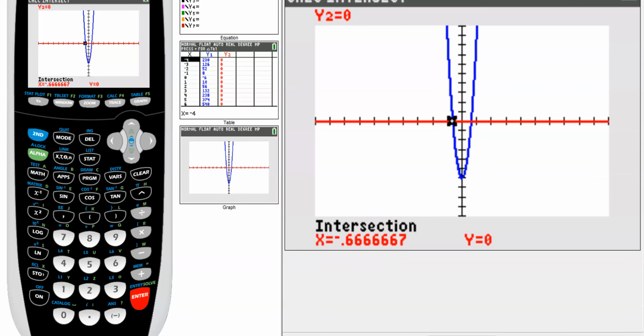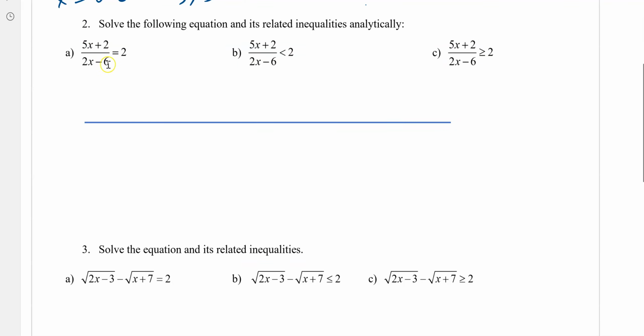All right, let's try another one. So it doesn't matter what function we're dealing with. We have a rational here and we have a radical here. What we want to first do is set this equal to 0. So what that means is to just bring everything over to one side like this. And then now we have 0, and we do that for each of them.